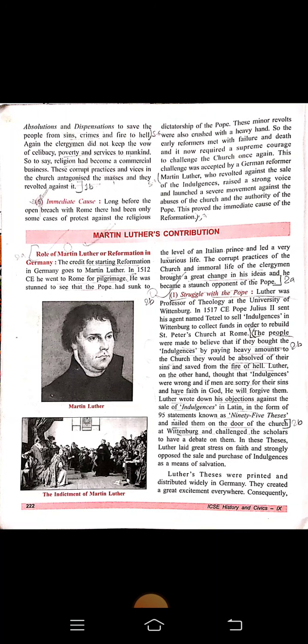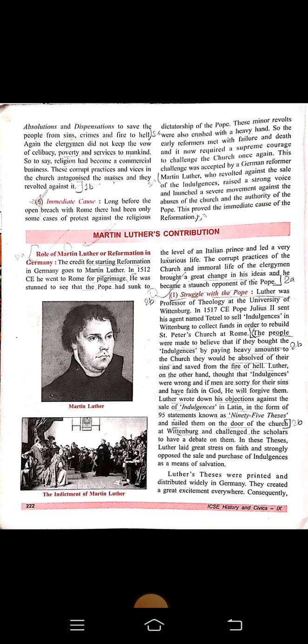Immediate cause. What was the immediate cause? Long before the break with Rome, there had been only some cases of protest against the religious doctrines. But we will find that Martin Luther, who revolted against the sale of these certificates, the indulgences, raised a strong voice and launched a severe movement against the abuse of the church and the authority of the Pope. This proved to be the immediate cause of the Reformation.